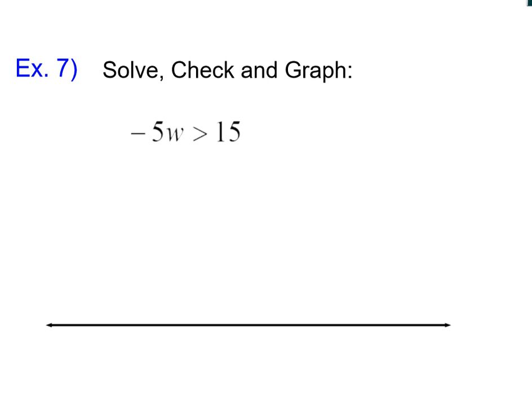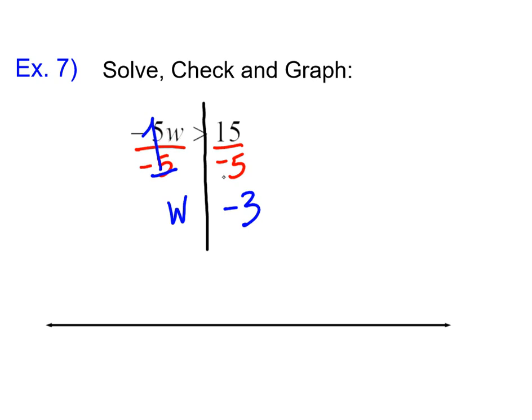Practice a few more. Here I have negative 5w is greater than 15. I want to do the opposite, which is dividing by negative 5. Once I do that, I know that negative 5 divided by negative 5 is a positive 1. 1 times w is w. 15 divided by negative 5 will give me negative 3. And did I multiply or divide by a negative number? I sure did. So I'm going to change this greater than sign to less than.